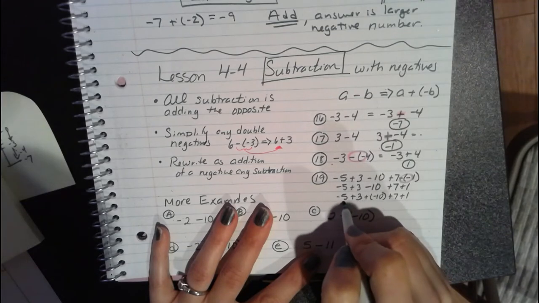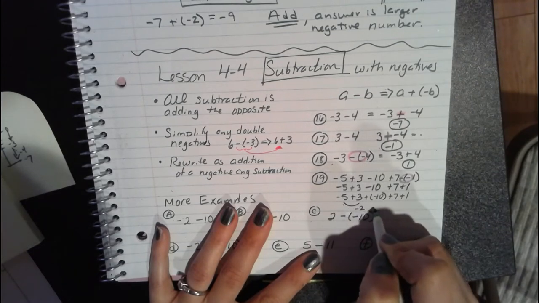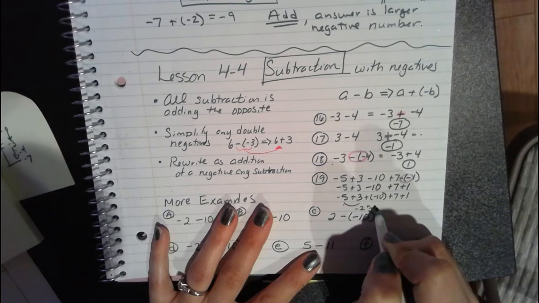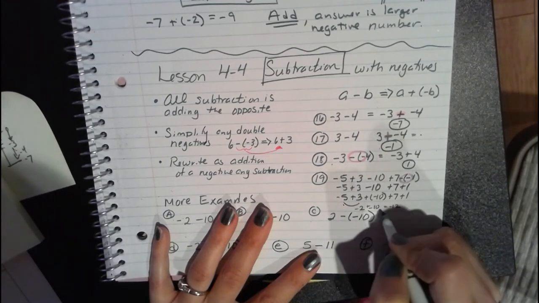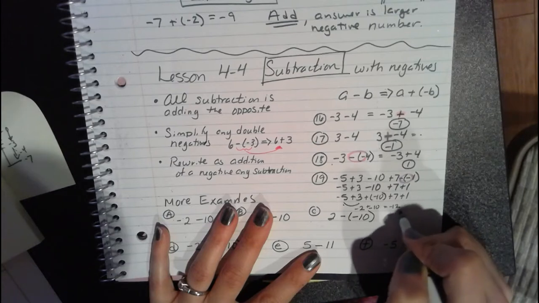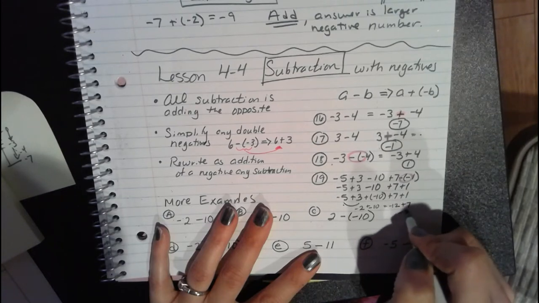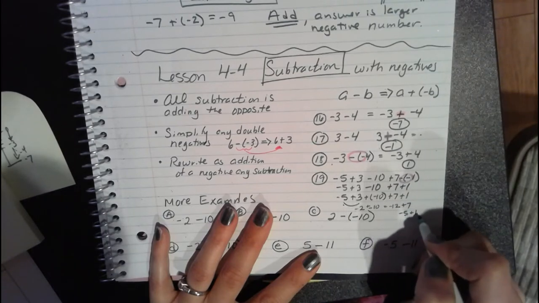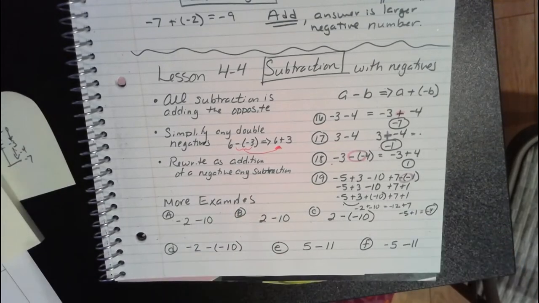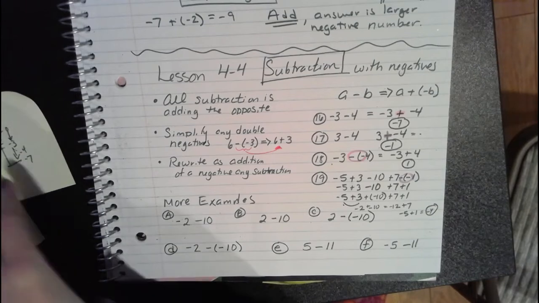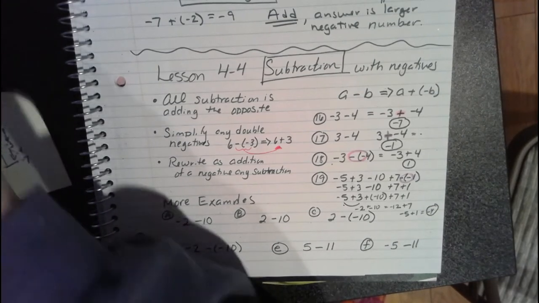This right here gets me -2. -2 and -10 gets me -12. Then I'm going to do -12 plus 7, which gives me -5. -5 plus 1 is going to give me -4. Finally. Maybe a better way to do that one. God, my work looks like a hot mess there.